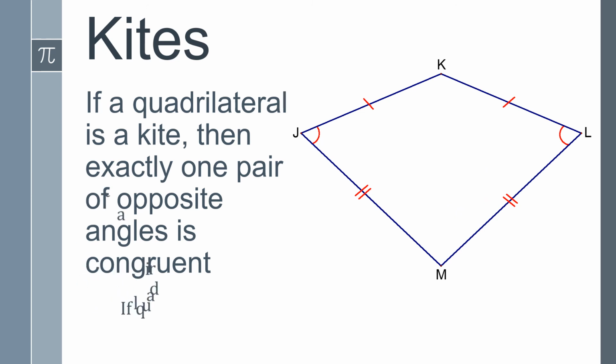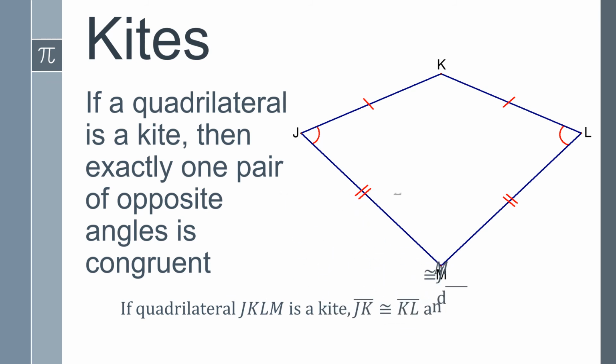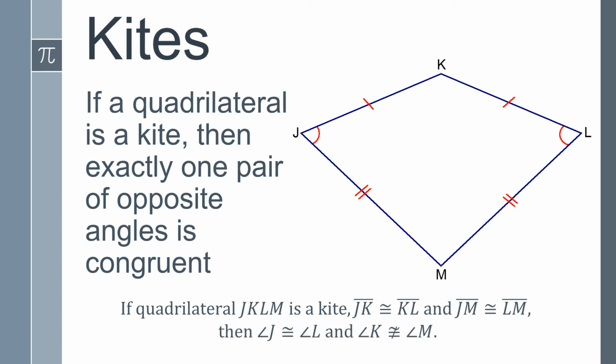Okay, so if a quadrilateral is a kite, then exactly one pair of opposite angles is congruent. So in this picture, we can see that it's going to be the pair of angles between the two non-congruent sides. So they are always going to be found, you'll see here, these two sides are not congruent. So the angle in between, again, is going to be the same way, right?